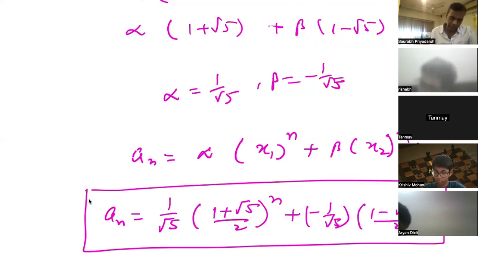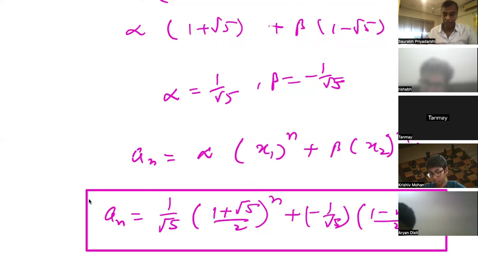So you can get any value. If you want to find a_10, right? Put n is equal to 10. If you want to find a_20, n is equal to 20, right? You can put the value. Then by the binomial theorem and all, you'll get the number.